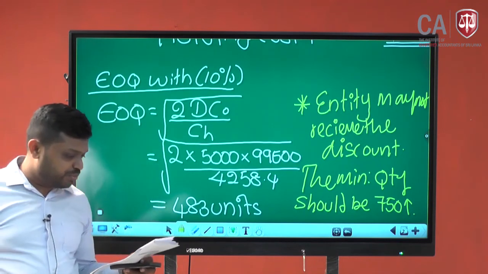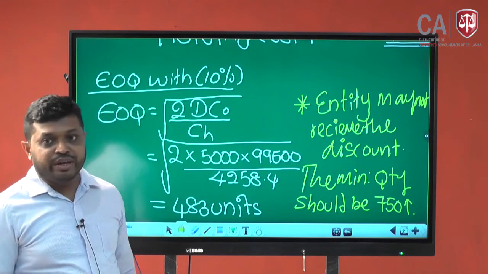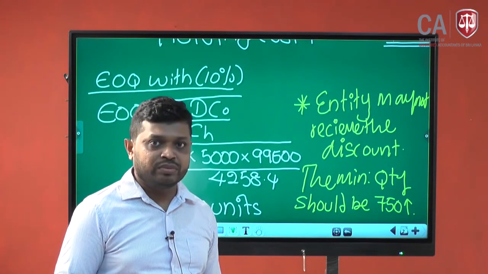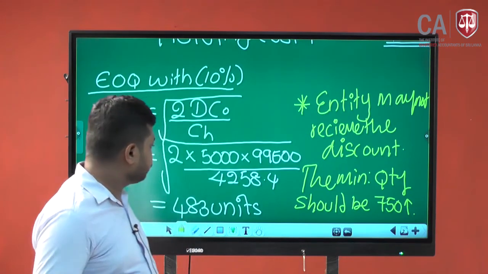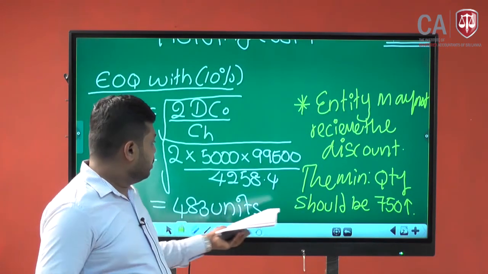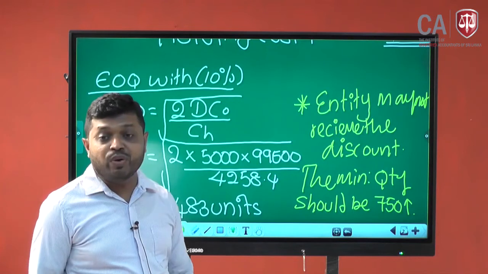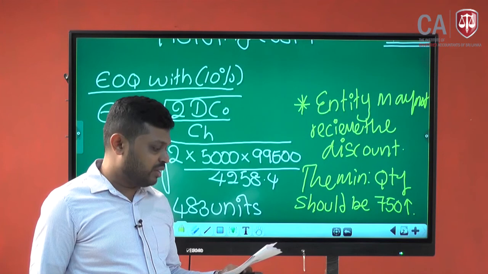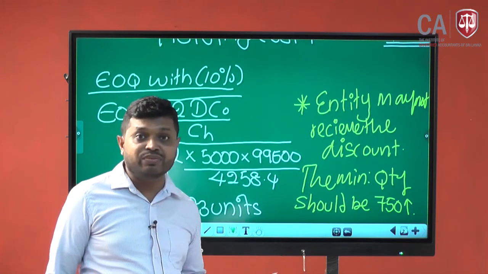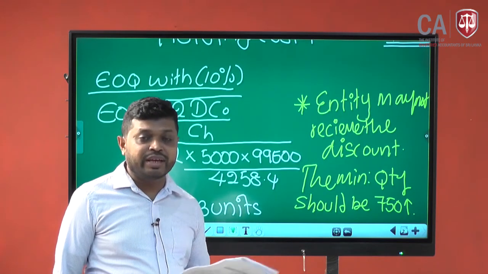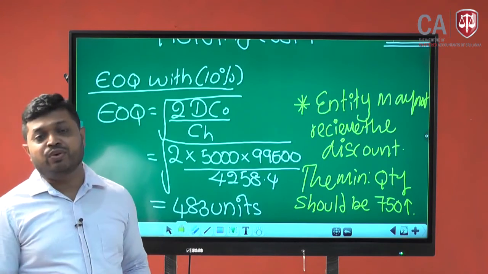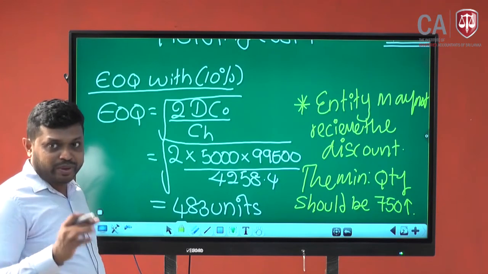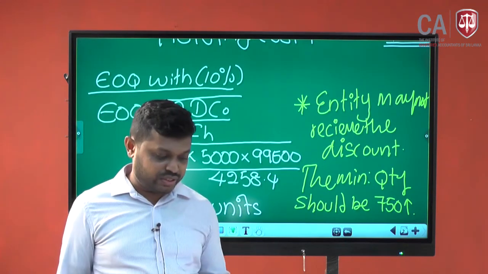Therefore, when we are going to make a decision, in order to get 10% discount, what do you have to do? You have to order 750 or more, right? If you order 751 units, you will be entitled for what? You are entitled for the discount. Therefore, holding cost will remain the same, but ordering cost will change.